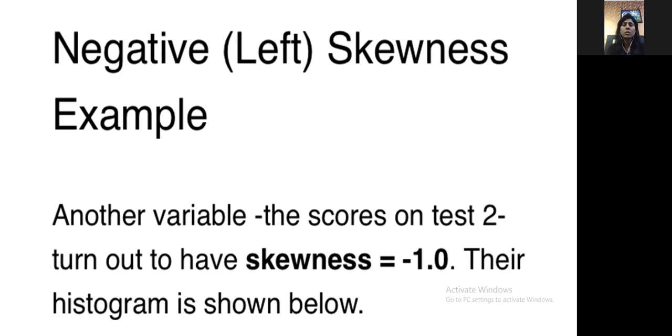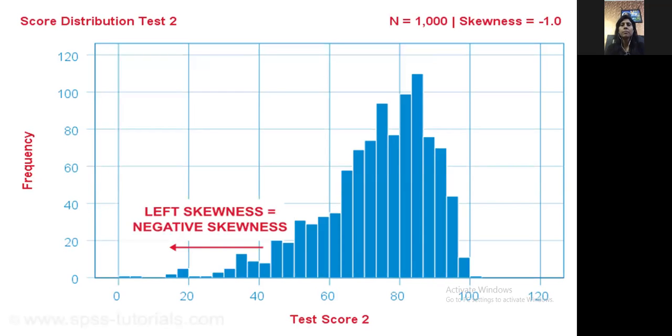So how does this skewness appear in the form of a curve? Again, with the help of this histogram, let's understand how to plot the curve and how the data shows skewness that is negative. Let's move on to the distribution curve to understand it in a much better way. Here is the graph, which shows why we are saying that the skewness is negative, or it is a left skewed curve.